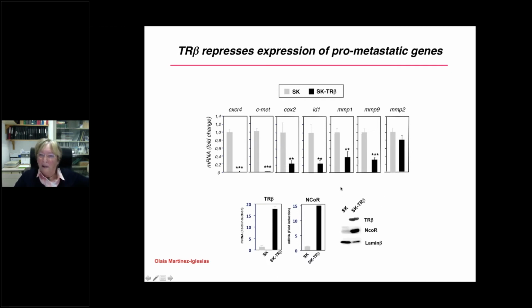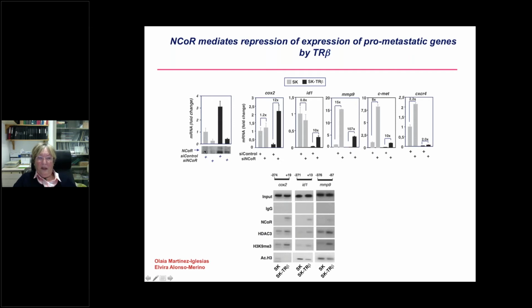And in microarray analysis, we could observe that in the cells that were expressing high levels of TR-beta, the co-repressor NCOR was also upregulated. And then we reasoned that maybe this repression of expression of these genes was mediated by this increase in NCOR. And to prove this, we knocked down NCOR with siRNA, and we could observe that indeed this strong transcriptional repression by the thyroid hormone receptor beta was either totally or partially reversed in the absence of NCOR.